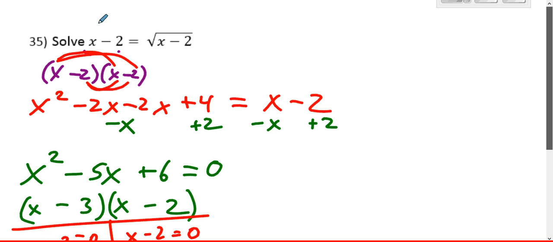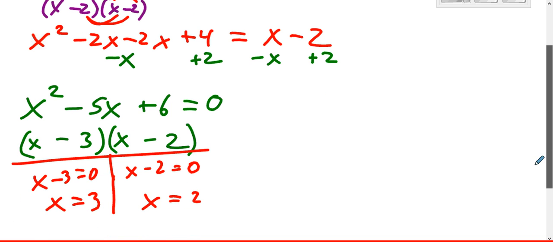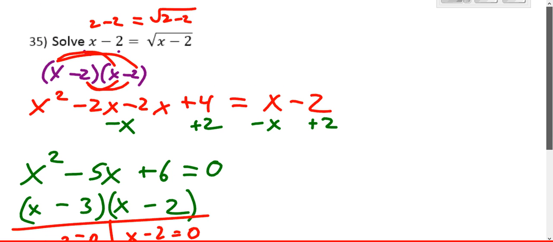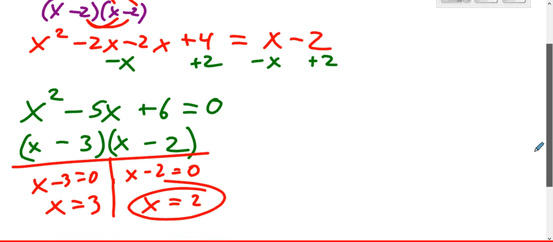So when we plug in 2, 2 minus 2 equals the square root of 2 minus 2. 0 equals the square root of 0, that's true. Then when we plug in 3, 3 minus 2 equals the square root of 3 minus 2. 1 equals the square root of 1. That one's good also. They both work.